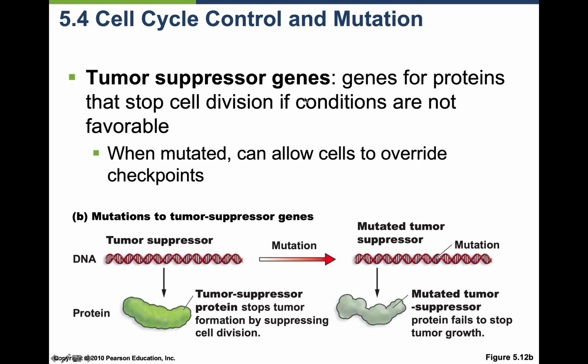So there are also tumor suppressor genes. These are genes that stop cell division if conditions are not favorable. But just like with the oncogenes, when the tumor suppressor genes are mutated, they can actually override checkpoints as well. So again, here's your healthy tumor suppressor protein, checking out the DNA, everything's good, but then you get a mutation here, and it fails to stop any sort of growth, because these two proteins no longer look the same, they can't regulate the same, their composition has been changed.